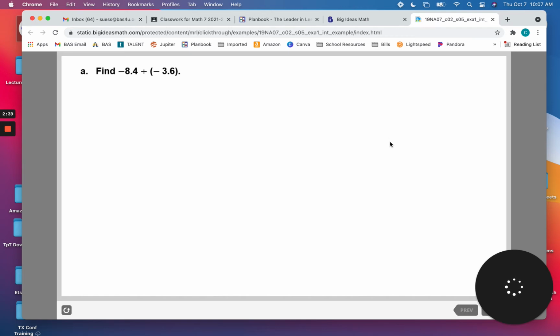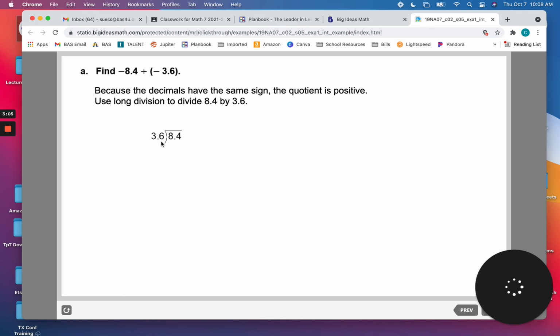Now, this is decimals, so we don't do that. We're dividing decimals here. First of all, look at this. Negative divided by a negative is a positive, so I can just ignore the negatives. I'm dividing 8.4 divided by 3.6. Which one goes on the outside of the house? 3.6 goes on the outside of the little house because it's listed second when you write the horizontal division problem. The second number goes on the outside of the house.